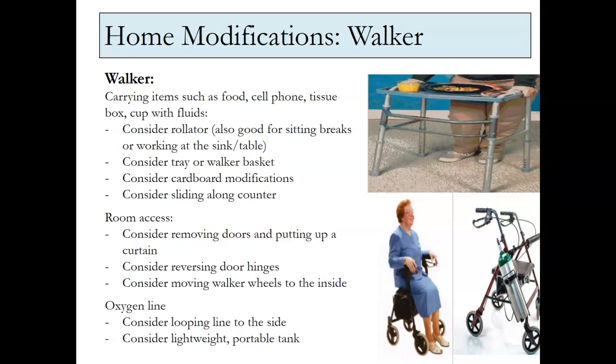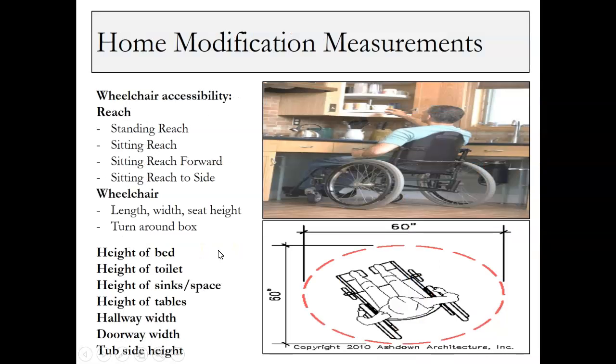Room access, we talked about that. Taking off doors, putting up curtains, reversible hinges. You can make the door flip the other way. Moving walker wheels to the inside if it's an older walker. Oxygen lines can be really, really challenging. There are retractable oxygen lines now. You can get those, or just loop the line on a hook or something to keep it out of the way of their feet. They trip over that all the time.